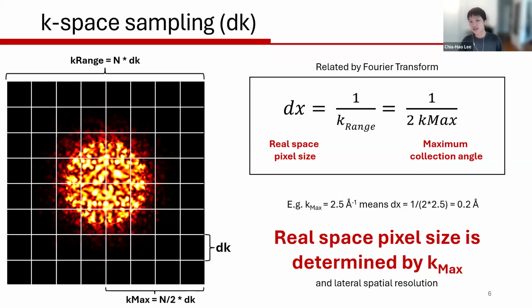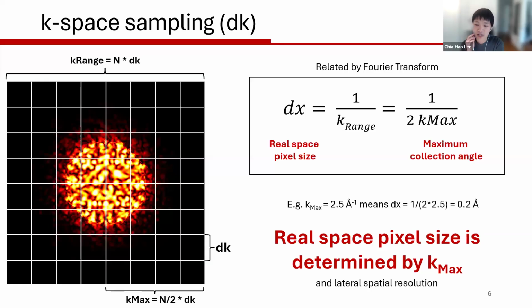Okay, the very first thing, the k-space sampling. When you acquire a 4D-STEM data set, there are two sampling steps you need to be very careful about. One is the k-space sampling. Here, I mean the k-space pixel size on your detector, which means each pixel on your detector, we need to assign it a physical unit.